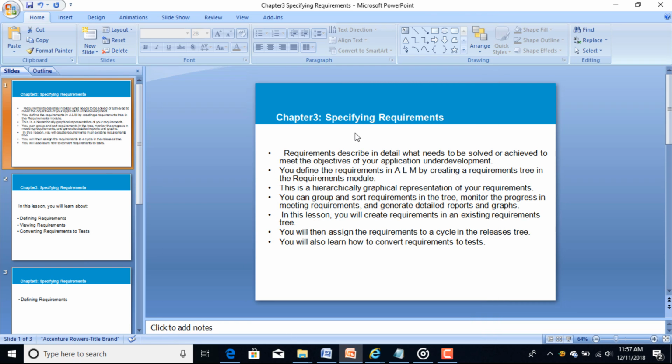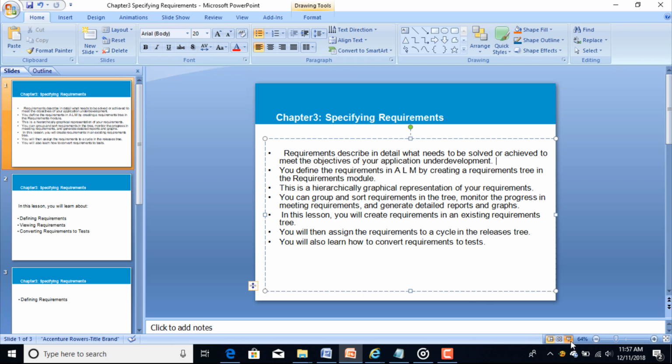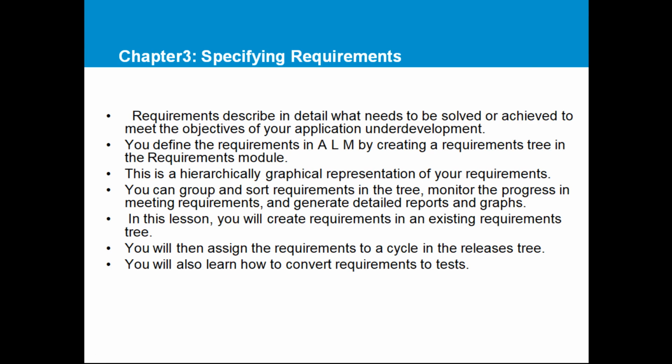Chapter 3, Specifying Requirements. Requirements describe in detail what needs to be solved or achieved to meet the objectives of your application under development. You define the requirements in ALM by creating a requirements tree in the Requirements module. This is a hierarchical graphical representation of your requirements. You can group and sort requirements in the tree, monitor the progress in meeting requirements, and generate detailed reports and graphs. In this lesson, you will create requirements in an existing requirements tree.